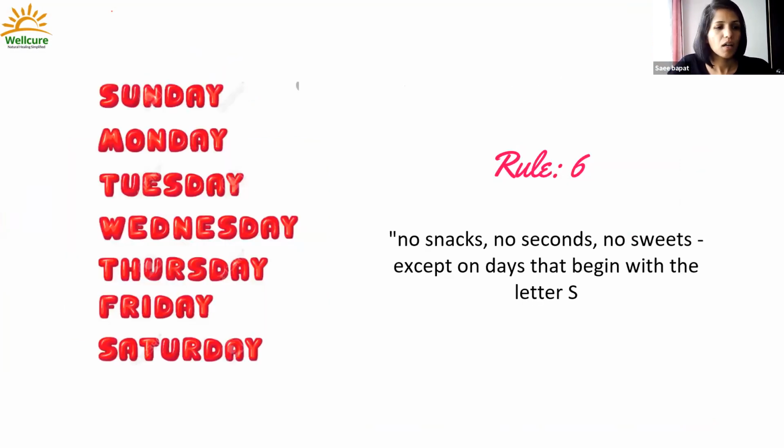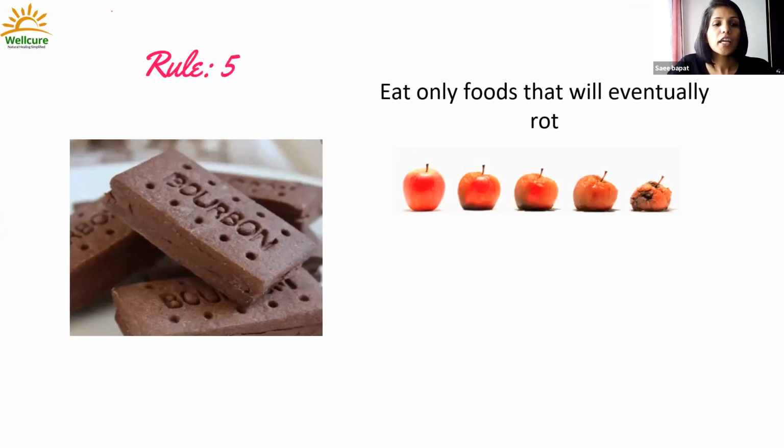Rule number 5: eat only foods that will eventually rot. We are going to discuss in detail in the course the importance of consuming live food. Live food means food which has fiber, water, and nutrients. Only when it has the live enzymes and live ingredients can it be digested easily and the nutrients absorbed easily by the body.